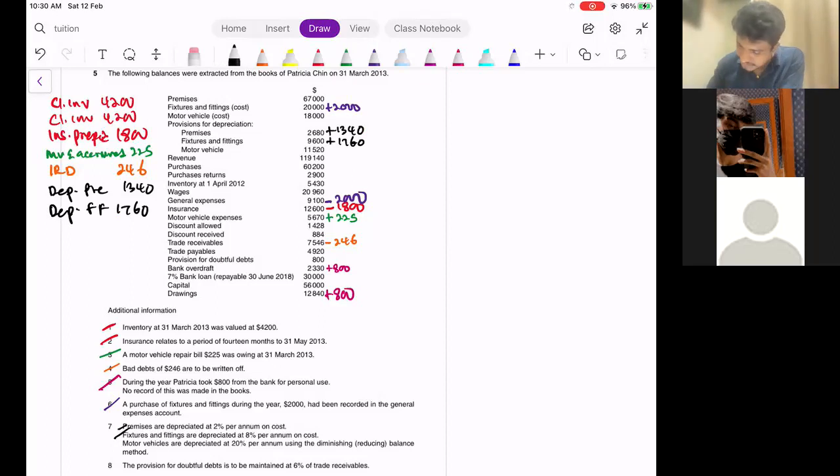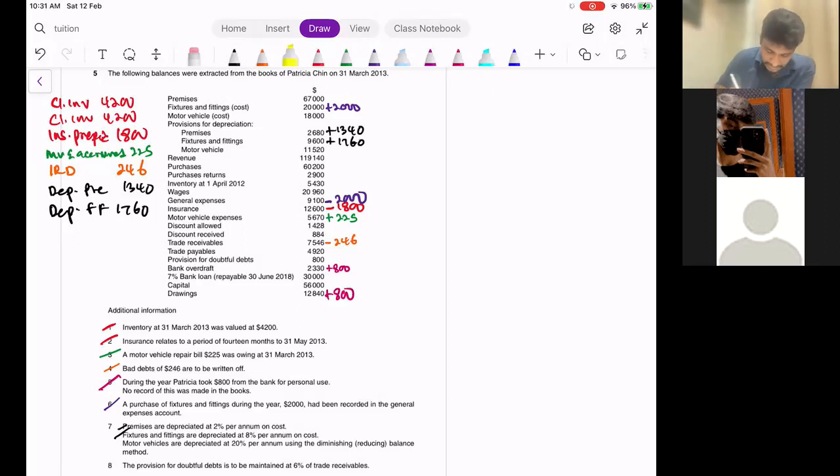Okay. Motor vehicle depreciated 20% per annum, reducing balance method. So motor vehicle is 18,000 minus 11,520 times 20%. I get something else. Wait, how do you calculate the motor vehicle? I think you take 18,000 times with 20%.